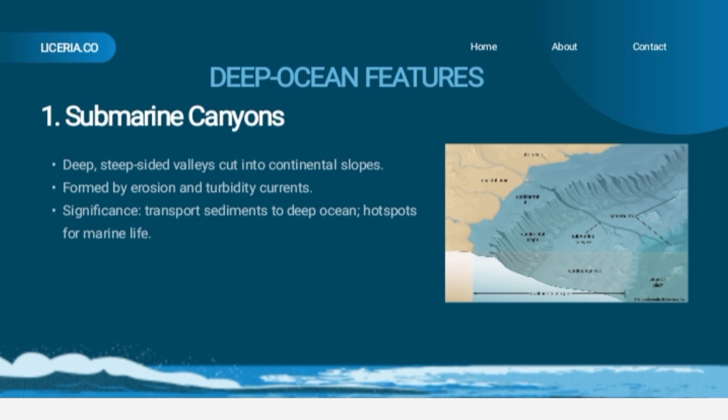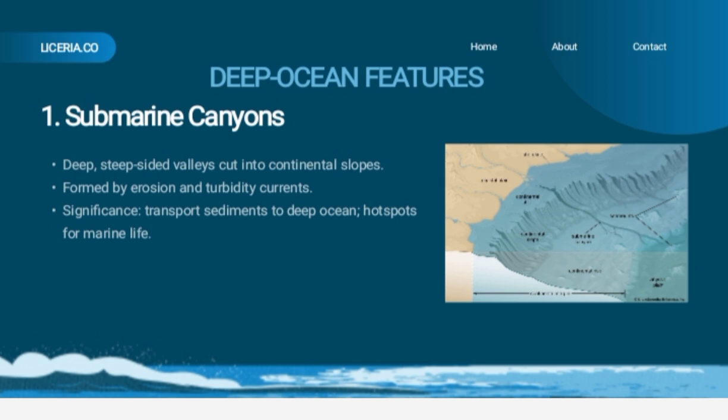First, we have submarine canyons. Submarine canyons are deep, steep-sided valleys carved into the continental slope and sometimes extending onto the continental shelf. They are essentially underwater versions of canyons you might see on land. These canyons are primarily formed by erosion, mainly through the action of turbidity currents.